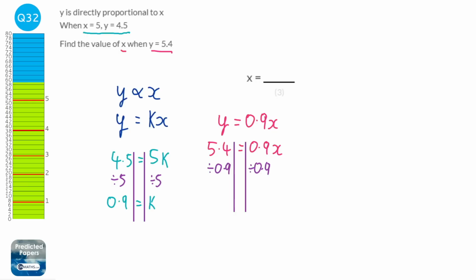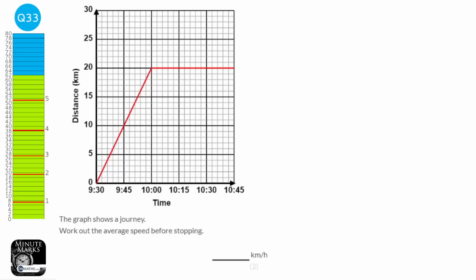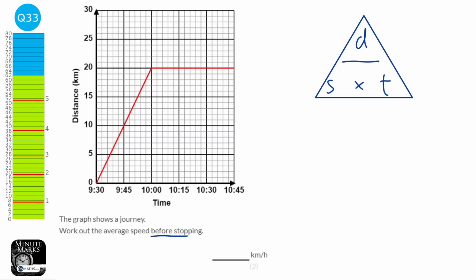And when I do that, I find that x is 6. So we're asked to work out the average speed. So we've got to first of all remember the triangle. So average speed is total distance over total time. And we're told to find the average speed before stopping.